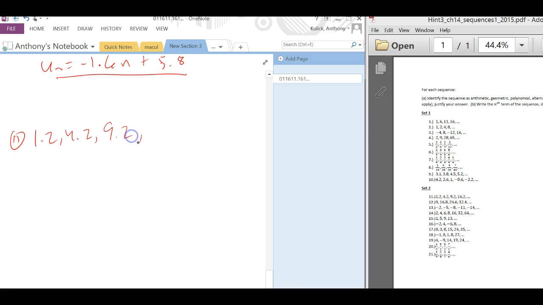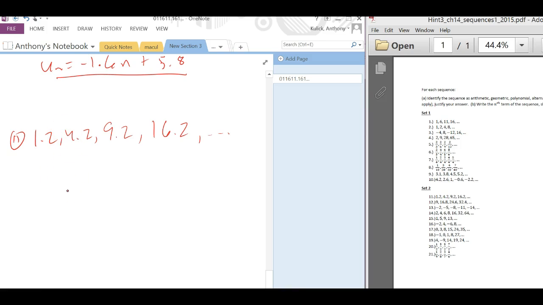I have the sequence 1.2, 4.2, 9.2, 16.2. Well, I added 3, add 3 again, and it's not arithmetic. I don't know if it's geometric. There doesn't seem like there's going to be a number that's going to do that. So let's just assume it's polynomial.